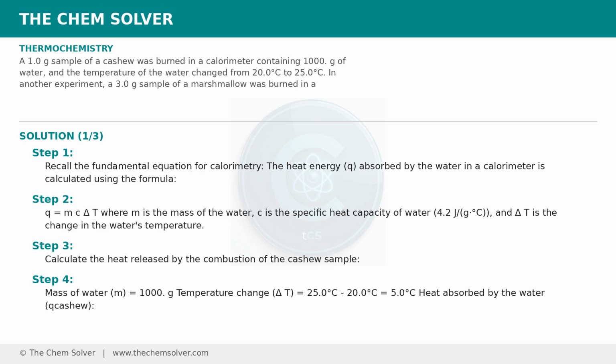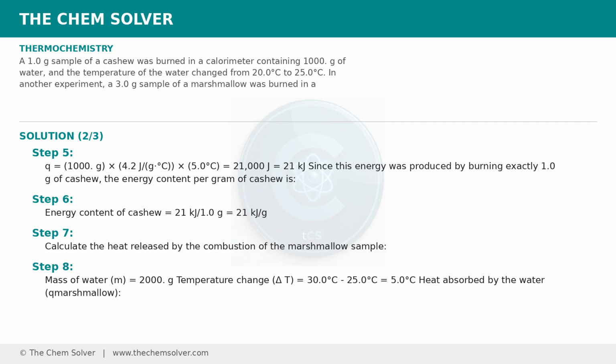Mass of water, m, equals 1000 g. Temperature change, ΔT, equals 25.0 °C minus 20.0 °C, which equals 5.0 °C. Heat absorbed by the water, Q cashew: Q equals 1000 g times 4.2 J/g·°C times 5.0 °C equals 21,000 J equals 21 kJ.